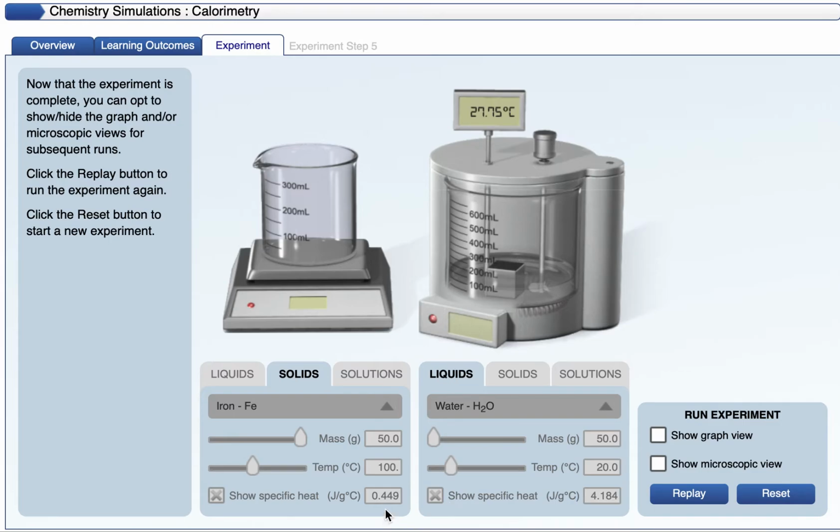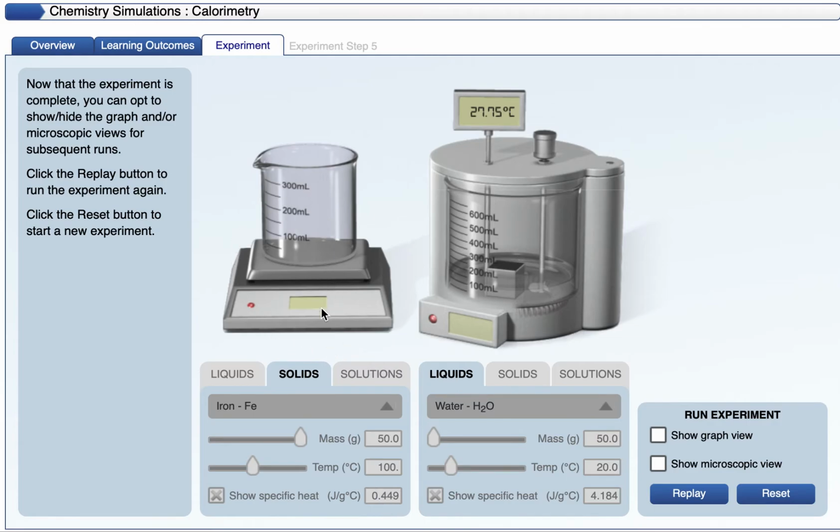And that's related to the specific heat capacity of these substances. Iron has a much lower specific heat capacity. It's 0.449 joules per gram degree Celsius, compared to water, which is 4.184 joules per gram degree Celsius. So it takes a lot more energy to change the temperature of water compared to changing the temperature of iron.